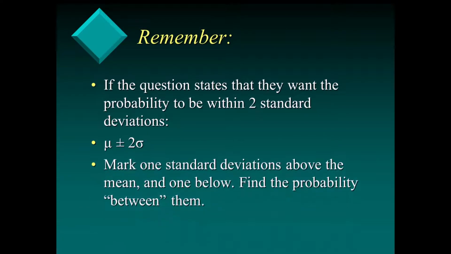This slide is just highlighting a certain pair of key questions. We're only going to highlight one of these. If the question states that they want the probability to be within 2 standard deviations, you're just going to take your mean, add and subtract 2 standard deviations, mark them to either side of the mean, shade them in, and then find the area of that shaded region, right? Because within is another word for between. The other word that's not up here is beyond. And when we get to the example, we'll talk more about that.